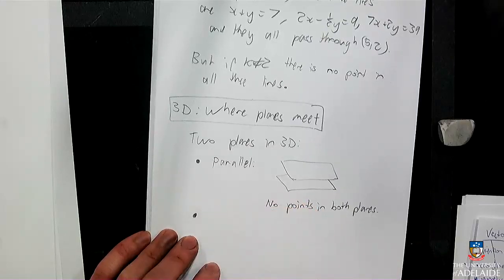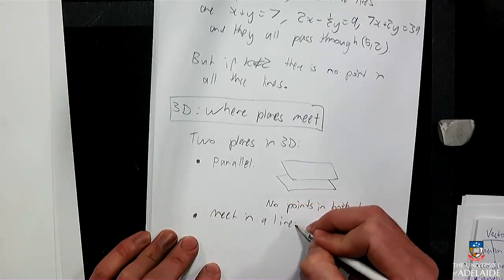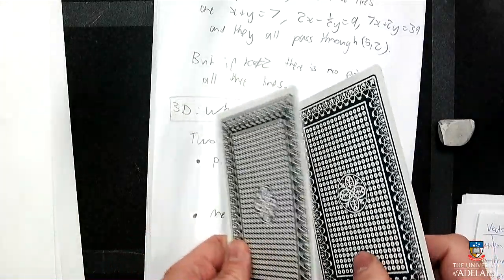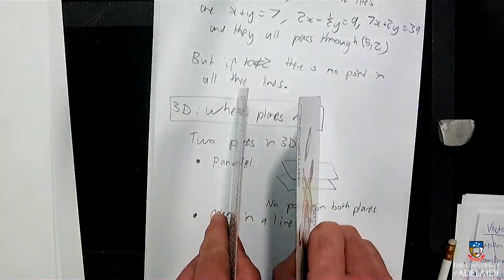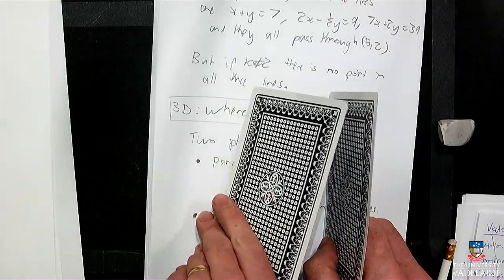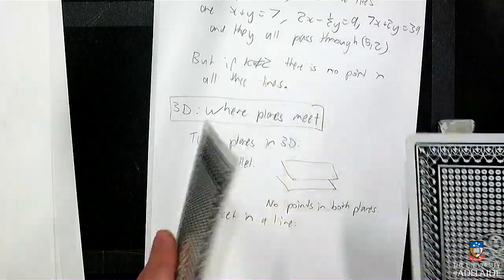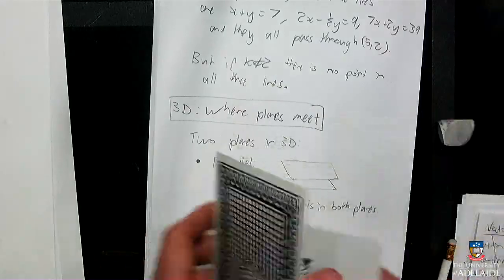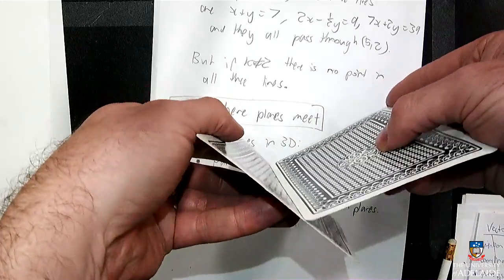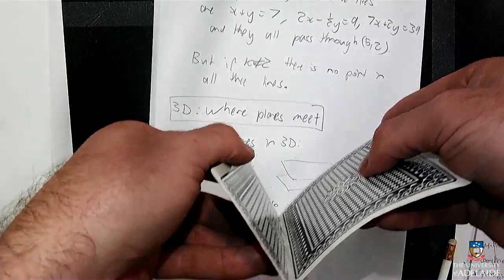Okay. Or they could meet in a line. So if 2 planes aren't parallel, right, and this one's sloping that way, this one's sloping that way, then if I follow where that plane goes, it's going to hit the other plane. And in fact, if I extend it and then keep extending it, 2 planes in 3D that are not parallel must meet in a line. There must be a line that is in both planes simultaneously, a whole line's worth of points. There is no other way around it. It has to be that way.